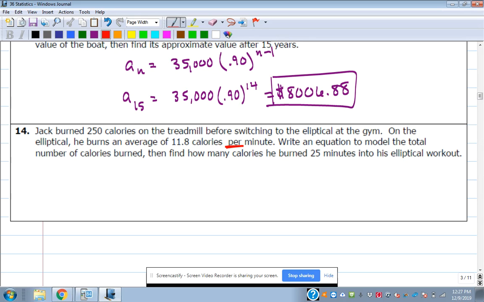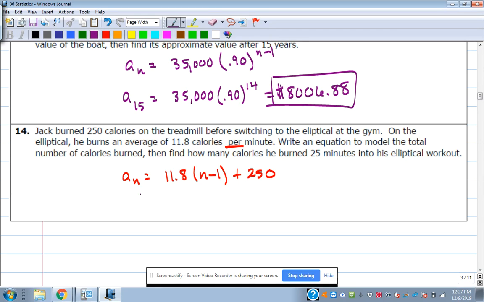It'd be like a slope. The time we saw "per," that indicated slope. So slope is like an arithmetic sequence. It's that common difference. It's that common rate. So this is an arithmetic sequence with the common difference being 11.8 calories per minute, times n minus 1. But when we start getting on the elliptical, how many calories have we already burned? 250. So our first term in the sequence is 250 because that's what we started with.